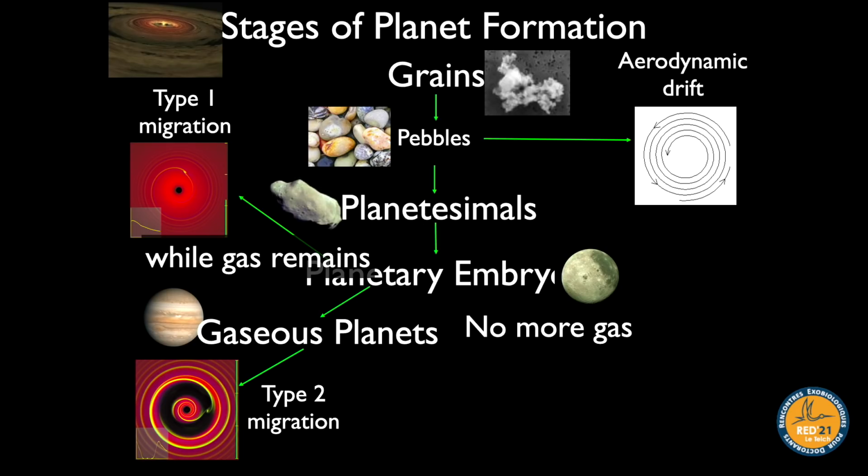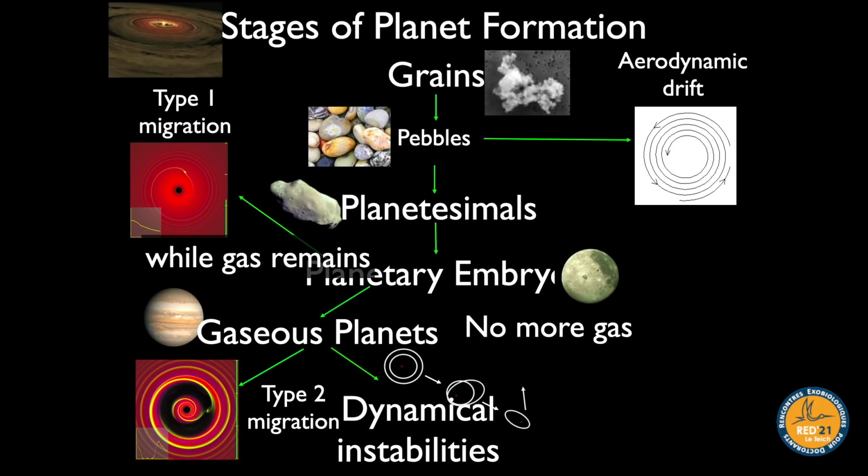Once the gas is gone, after a few million years, like we saw, systems of giant planets can go unstable. This little series of circles is trying to show you that, starting from a system with many planets, they can go unstable and kick each other around and end up with just one or two planets with very stretched out orbits, like we'll talk about.